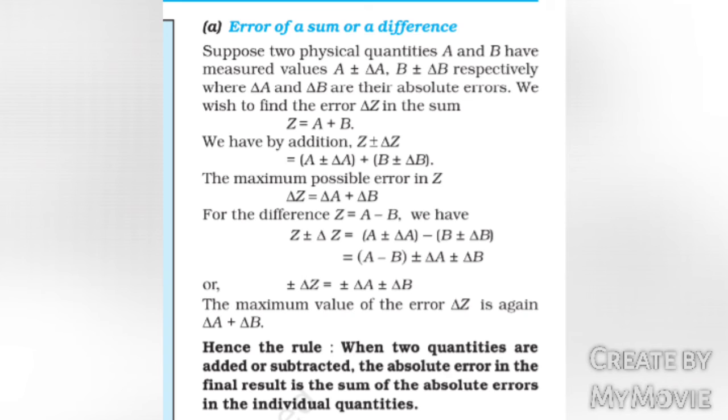For the difference, Z equals A minus B. We have Z ± ΔZ equals A ± ΔA minus B ± ΔB, equals A minus B ± ΔA ± ΔB, or ± ΔZ equals ± ΔA ± ΔB. The maximum value of the error ΔZ is again ΔA plus ΔB. Hence the rule: when two quantities are added or subtracted, the absolute error in the final result is the sum of the absolute errors in the individual quantities.